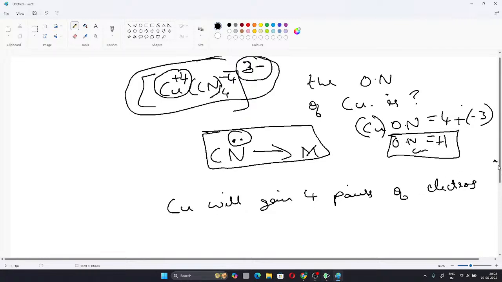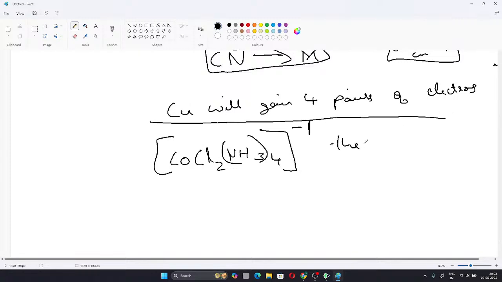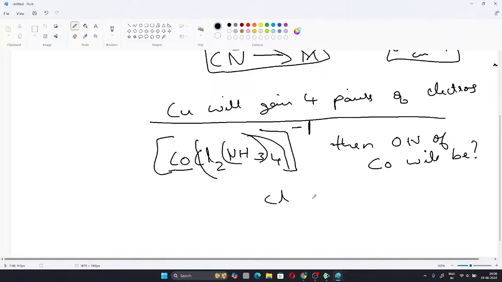In the case of Co, Cl2, NH3 4 times, with a whole charge of -1, then the ON of Co will be: here there are 6 groups. Cl is a unidentate group.